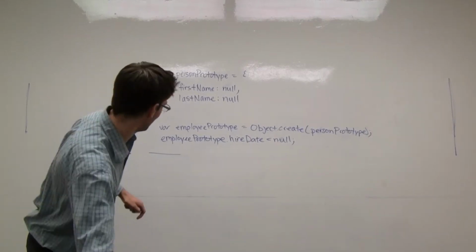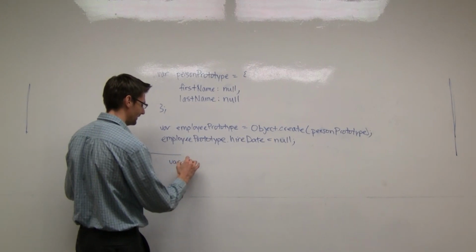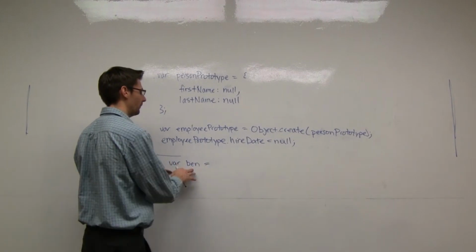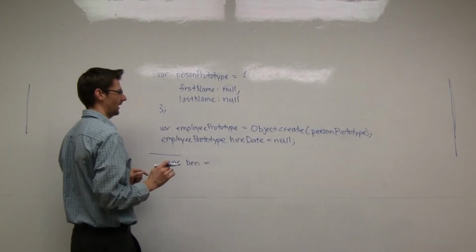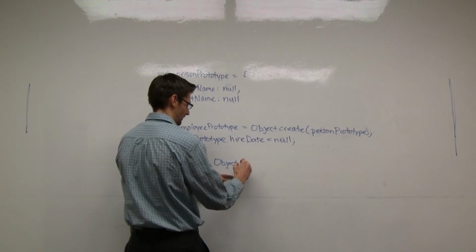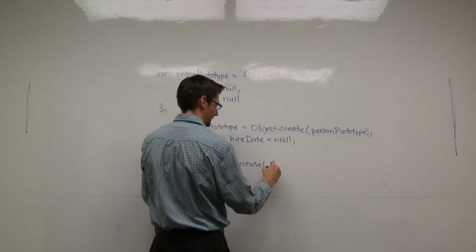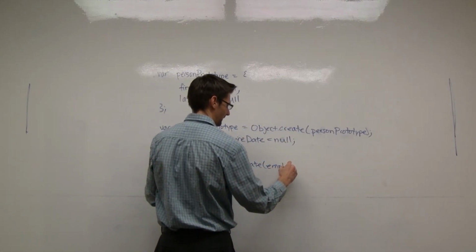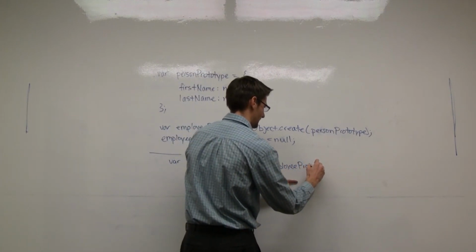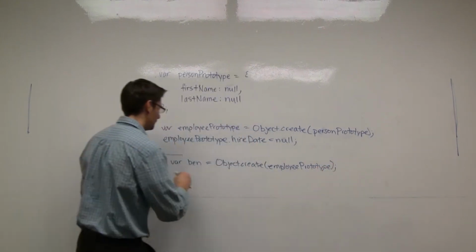But regardless, let's say we now can say I want to create an instance of an employee. So let's say Ben now is an employee, and we want to create an employee, but we just want an employee prototype. So let's just go Object.create. We're going to use the employee prototype as the template. Employee prototype. And now we've got Ben.